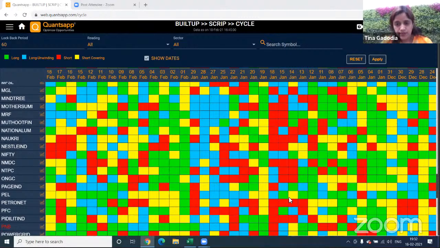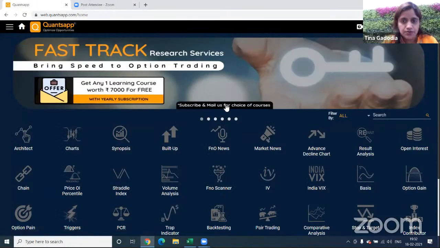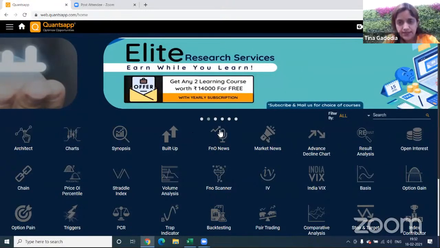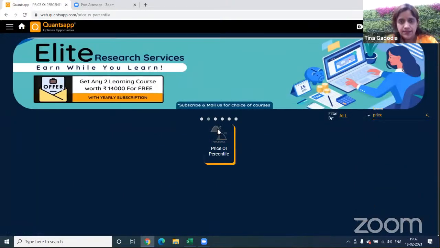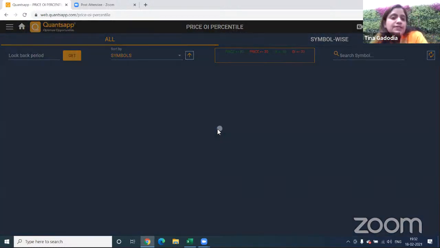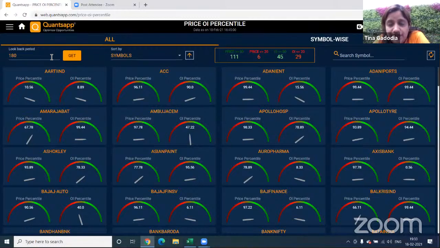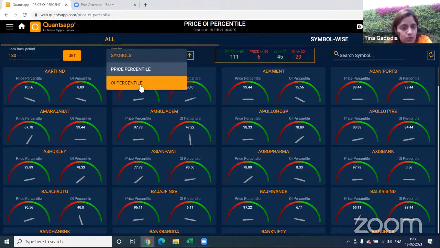Okay, so the question is, can you repeat the price percentile one? Yeah, I can show. I go to price. So in price percentile, you can look at the lookback period. After our analysis, we have kept 180 days as a decent number to look back. You can sort by symbol, price percentile and OI percentile.